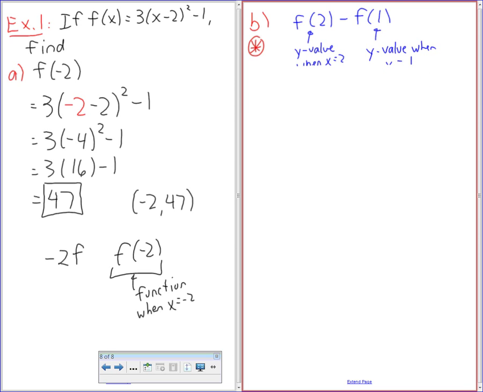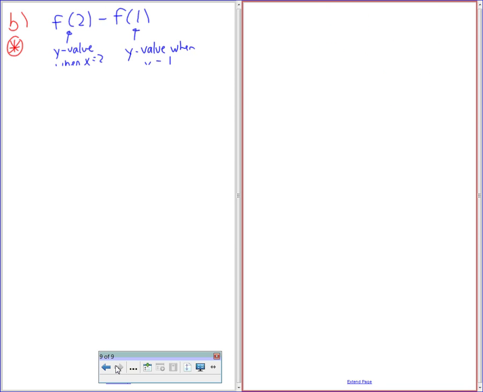So f of 2 is, plus 1, minus 1, minus 1. Is everyone okay with that? We're good with that? And f of 1 is going to equal what then? What would I do for f of 1? Go ahead, Luke. Right. Okay, does this help? Is this somewhat more helpful?